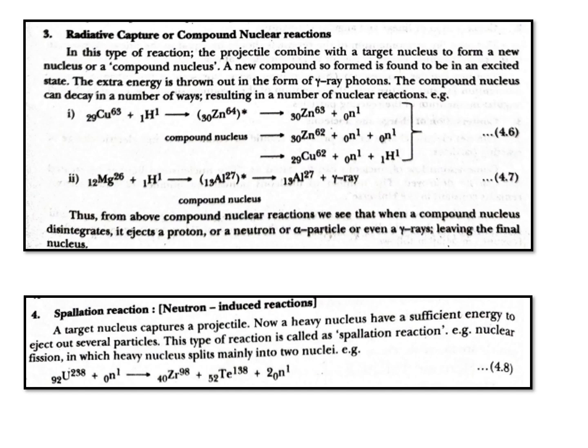Spallation reaction. In that reaction, an additional neutron induces the nuclear reaction. When neutron is bombarded on uranium 238, when the target nucleus captures the projectile, the heavy nucleus has sufficient energy to eject several other particles, and therefore it is called the spallation reaction. In that reaction, neutron is bombarded on uranium 238. It turns to zirconium and tellurium, and additionally neutrons are emitted. Therefore, there are two neutrons.